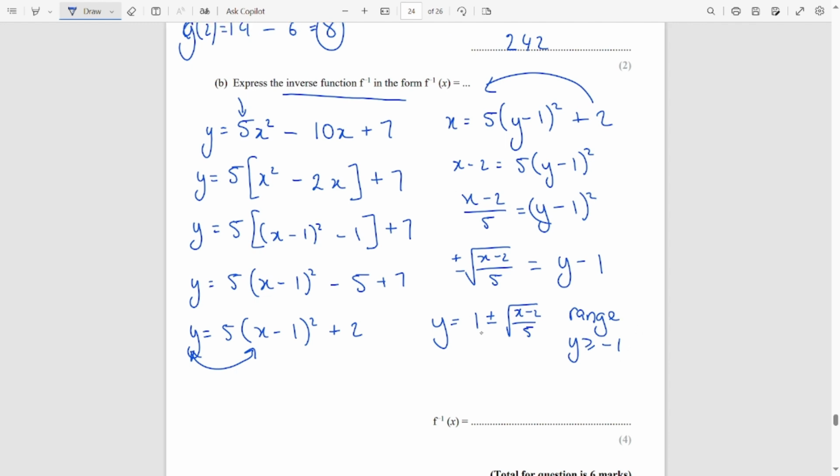So if I want this function to be more than or equal to 1, what am I going to do? Am I going to add or am I going to subtract? I need to add, because if you have 1 and you add something on, you will end up with something more than 1. If you had 1 and you subtracted something, you'd end up with something less than 1. So the final answer is f minus 1 of x, the inverse, is 1 plus the square root of x minus 2 all over 5.